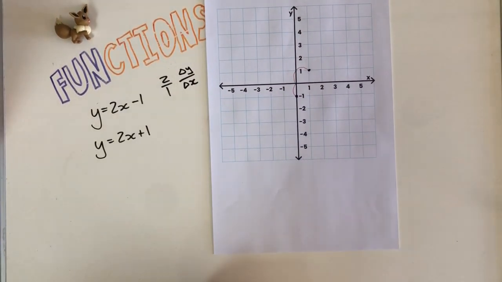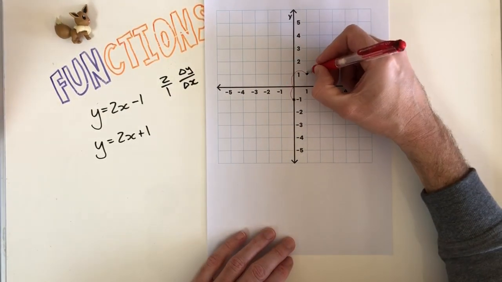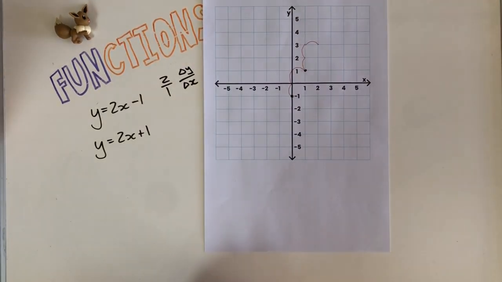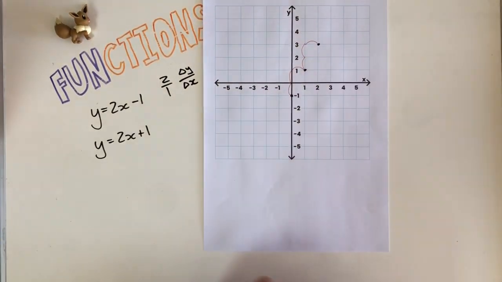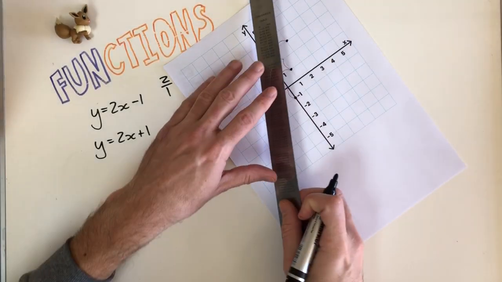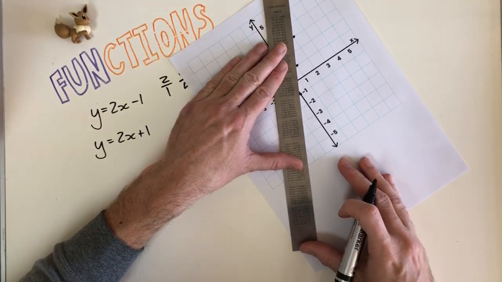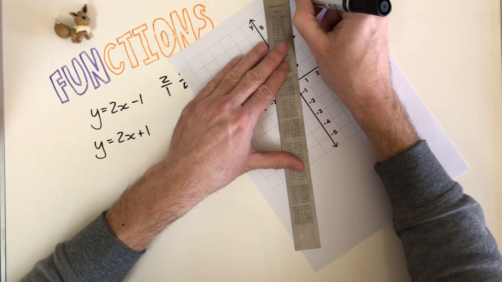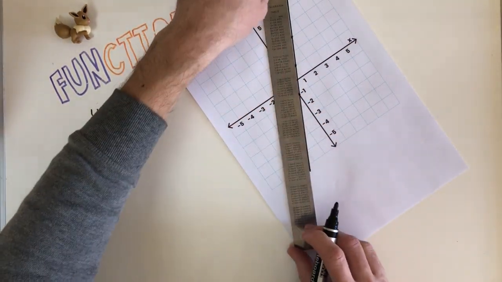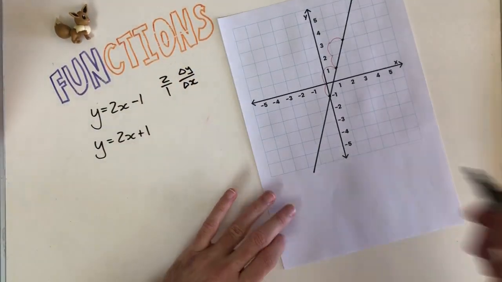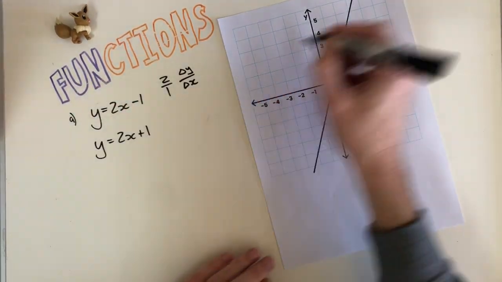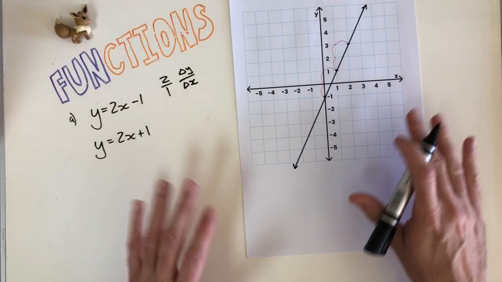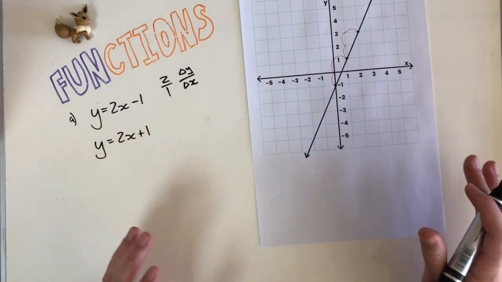I can do it again, jump 2, run 1, and have the same spot, and I can draw this line. Let's get it nice and straight. Okay, so let's make this function A, just label it A, and that's pretty much straightforward.